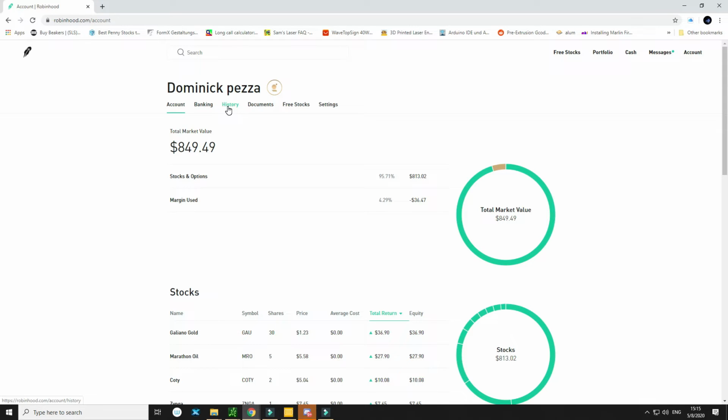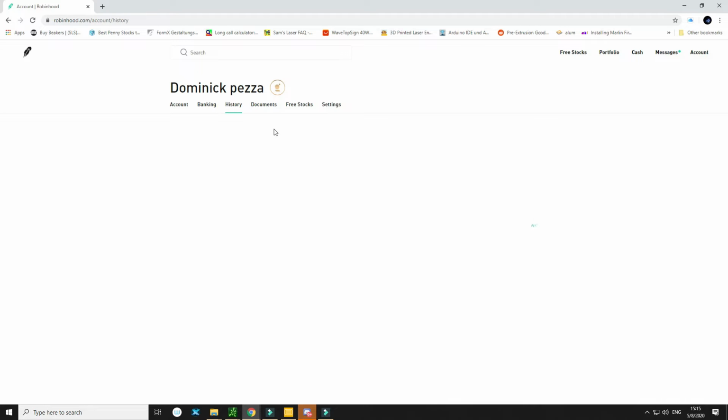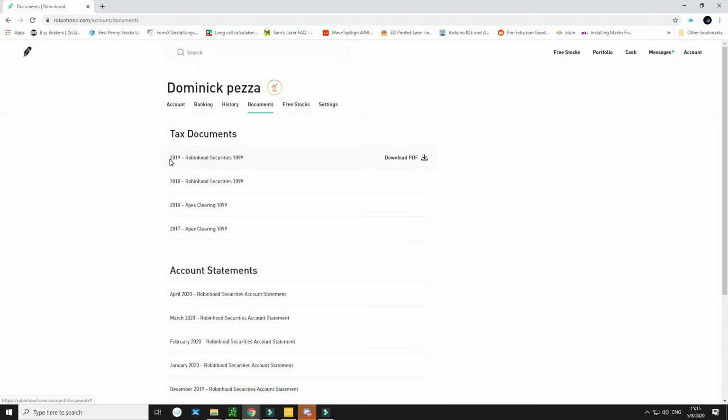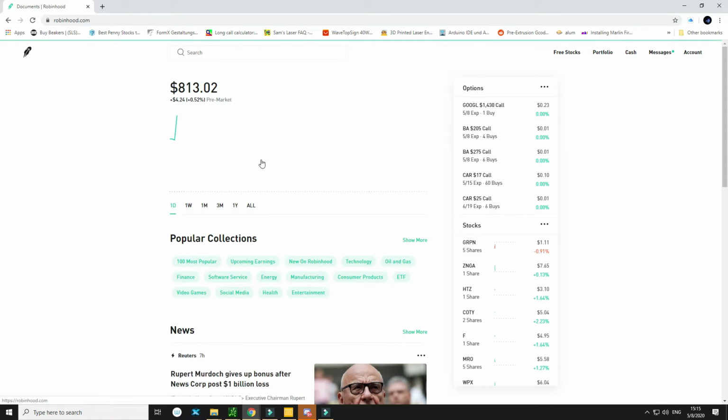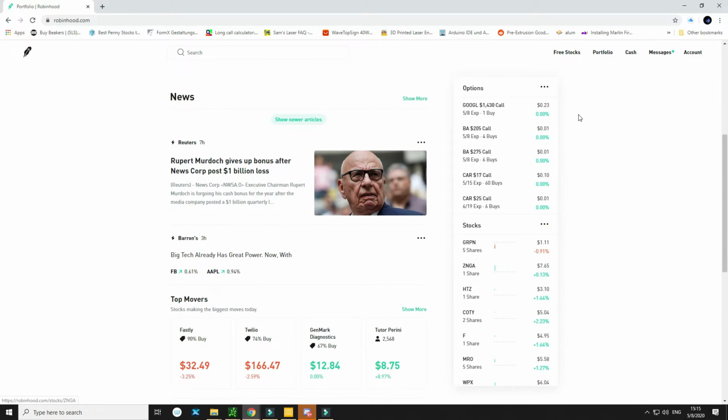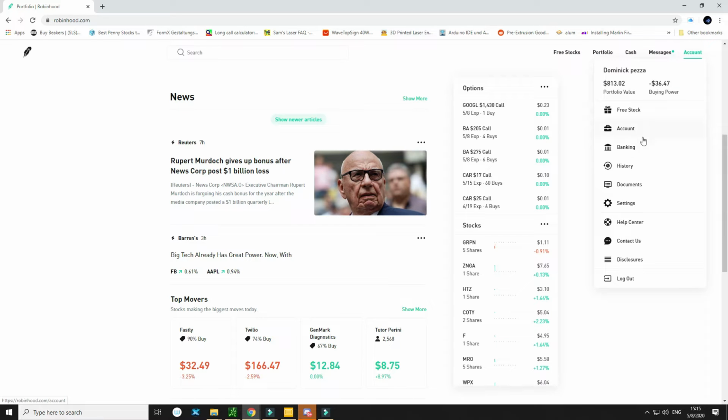This is banking. This will be your history, what you bought and sold, pending stocks, etc., orders, dividends, upcoming rewards. Documents will be like your tax documents and your account statements for the previous time that you traded, or all the stocks that you traded within that given month. Portfolio will also bring you back to the main page. You can also click account over here and it'll bring up more information, settings, etc.